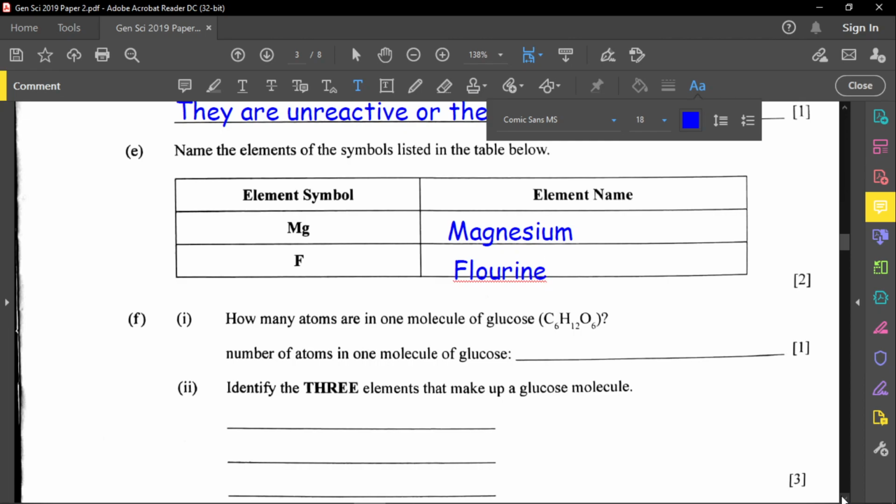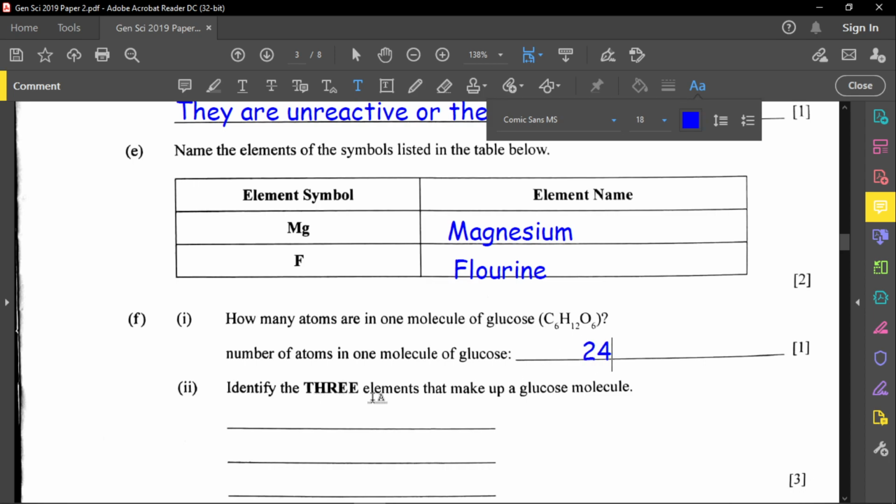Now for part F, it says how many atoms are in one molecule of glucose, and glucose is C6H12O6. There's a difference between atoms and elements. In here you see 3 different elements, which is carbon, hydrogen, and oxygen. But the number of atoms is represented by these numbers. So there are 6 carbon, 12 hydrogen, and 6 oxygen. So what we're going to do now is add up all of them. It's going to be 6 plus 12, which is 18, plus 6 is 24. So this will be 24 atoms.